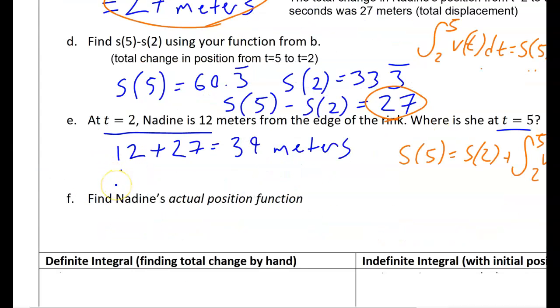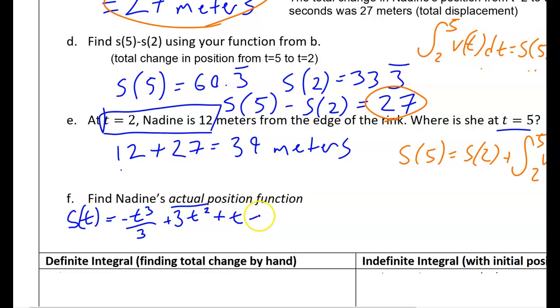And then finally, we're asked to find her actual position function. So remember, we had a candidate, we're going to find the exact one now. And we're going to use this piece of information that was given in part E along with our answer to part A. So I'm going to rewrite what we had for our antiderivative. So s of t, we said was this, right? And then remember, c is our constant. We kind of made that up. We don't know what that is yet, but now we have enough information to find it.